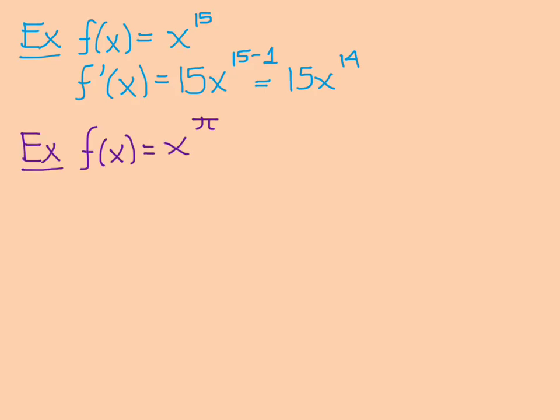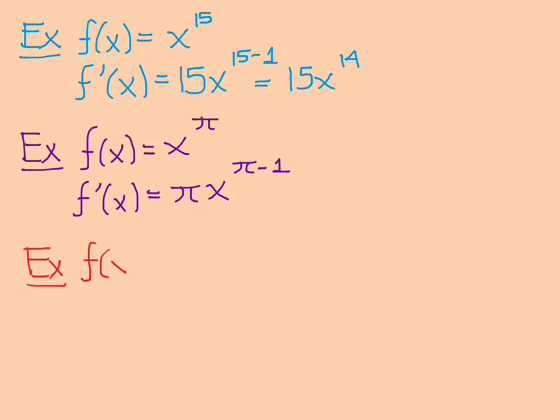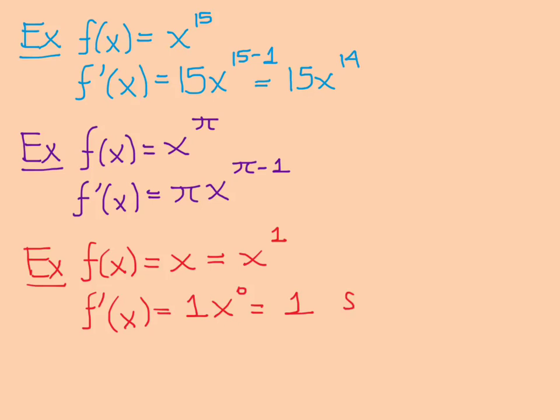Here's another example. f of x equals x to the pi. Pi is just a constant, so we bring the pi out front and subtract 1 from the exponent. So we'll get pi times x to the pi minus 1. Another example, if f of x equals x, notice that that's the same as saying x to the 1. So if we take the derivative, we bring the 1 out front and subtract 1 from the exponent, which gives us 0. And notice that x to the 0 is the number 1. So this is the same as what we saw before when we learned that the derivative of x was 1.